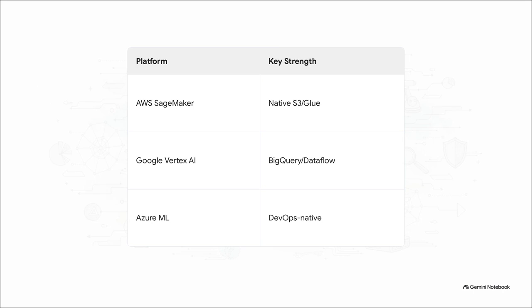And then Azure ML is just incredibly DevOps native, offering really strong hybrid support. It is also definitely worth noting that if you're operating in a complex multi-cloud environment, or if you have really strict on-premises data residency rules, Kubeflow running on Kubernetes is widely considered the go-to standard for portable, vendor-neutral orchestration.